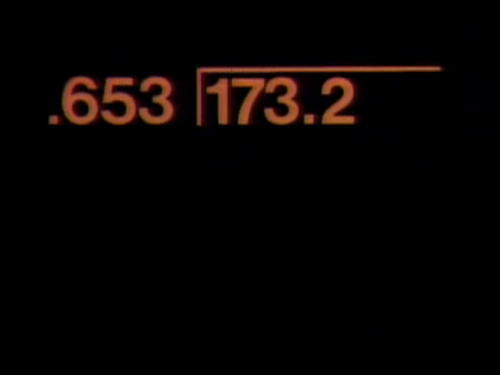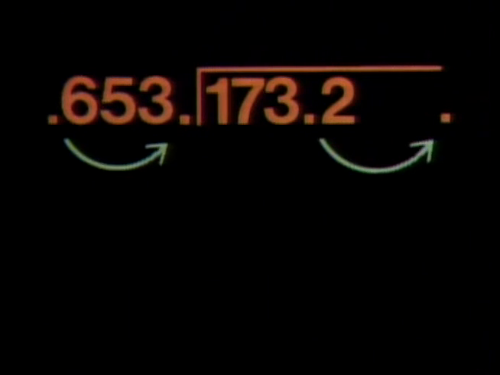There is one small difficulty. It's illustrated in this example. 173.2 divided by 0.653. We change the divisor, 0.653, to a whole number by moving the decimal point 3 places. But the dividend, 173.2, has only 1 decimal place. When we try to move the decimal point 3 places to the right, we find ourselves going off in space.